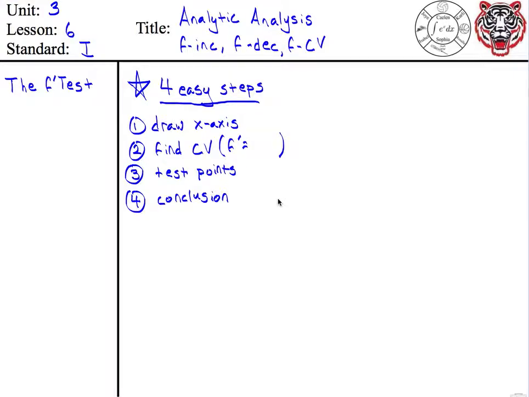All right, this is AP Calculus, Unit 3, Lesson 6. We are on our new standard I, and I'll ask you what that is in a few seconds. We are on analytic analysis, finally, and we're talking about things that we already kind of know: when the function is increasing, when the function is decreasing, and where those critical values are for the function. So, standard I, what is that?